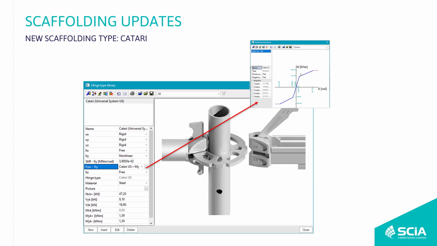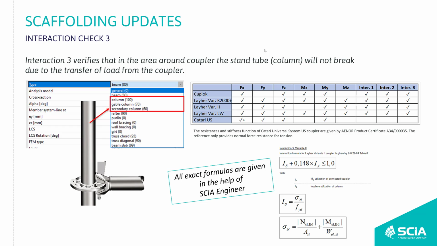You don't need to specify it by hand or by manual input of the nonlinear function. You can easily select the Qatari system from the hinge library, and everything is done in the background. All the nonlinear functions are prepared for you.